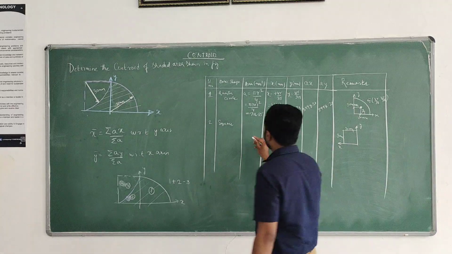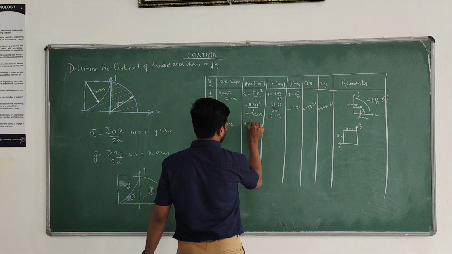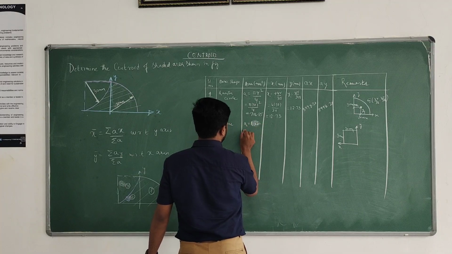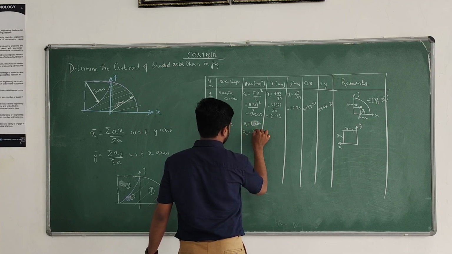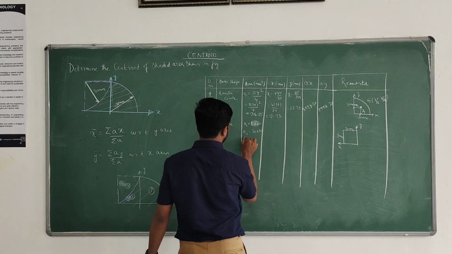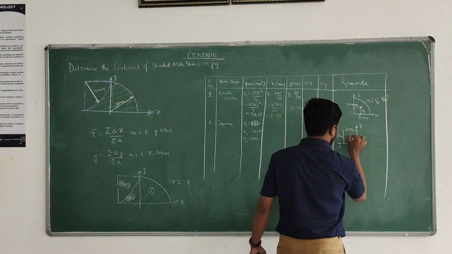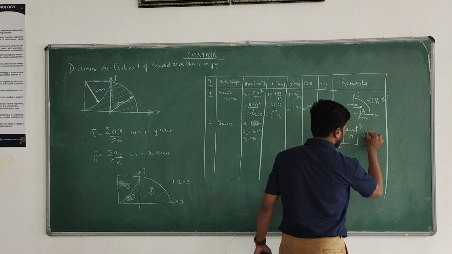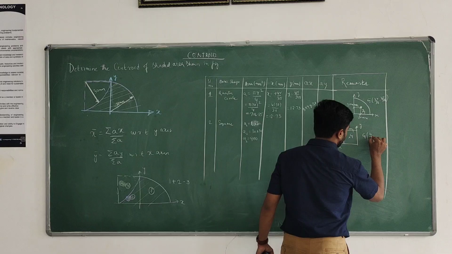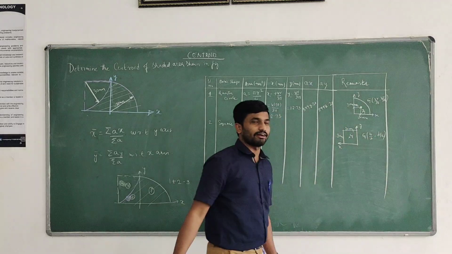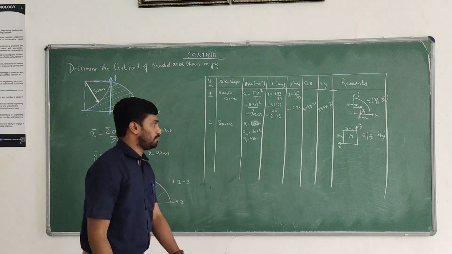So, what is the area of the square? That is A2 equals L into B, that is 30 into 30. What is the value? 900 mm square. So the centroid G for a square is B by 2 for x and D by 2 for y. Similar to a rectangle, square equals B by 2, D by 2.